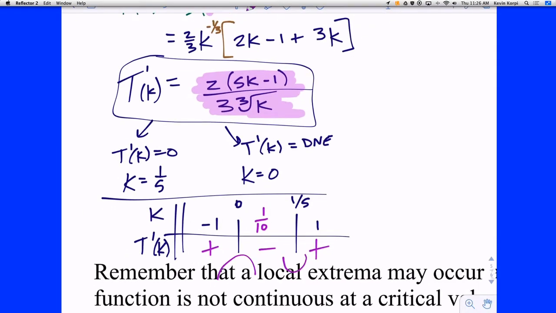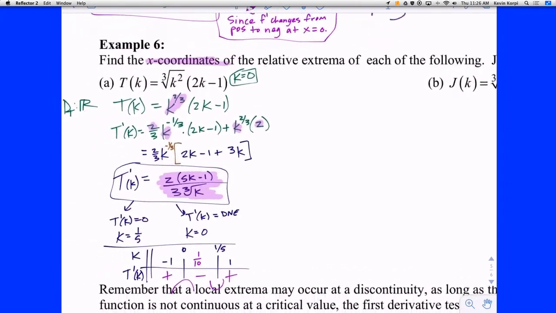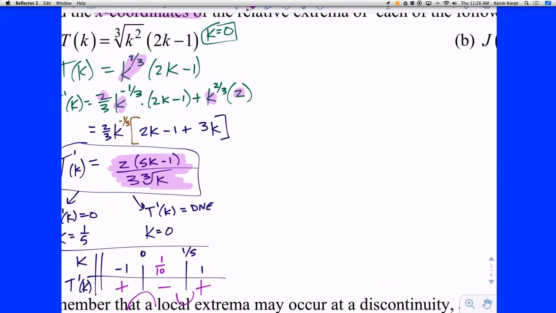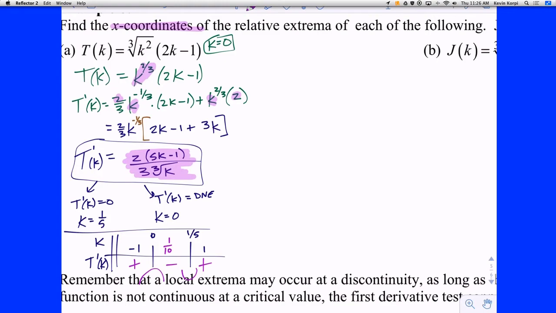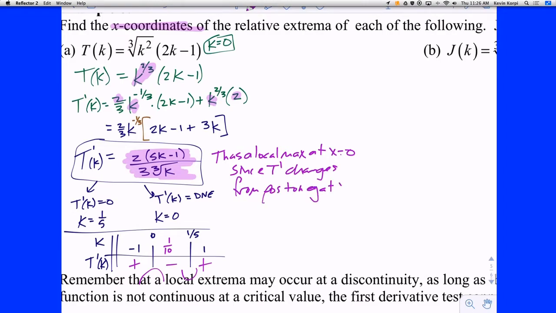Are they both, in fact, local extrema? Yes. So it says to justify. So very quickly here, T has a local max at x equals 0, since T prime changes from positive to negative at x equals 0, or k equals 0. I guess we should say k.